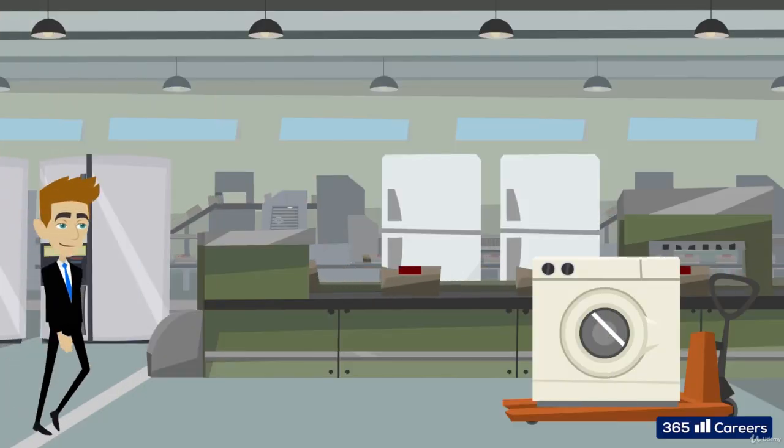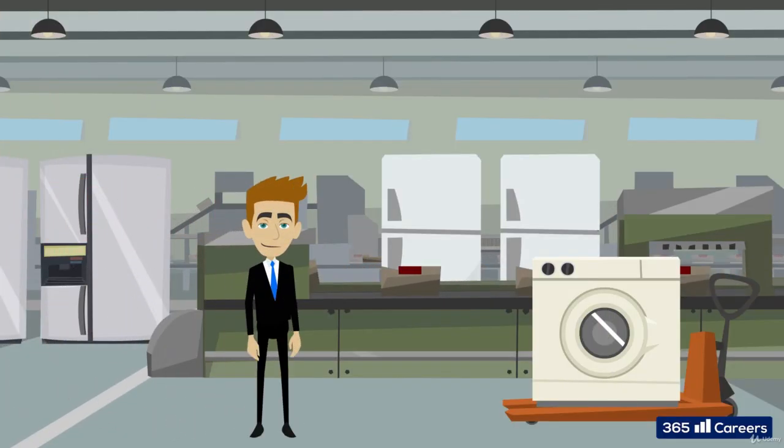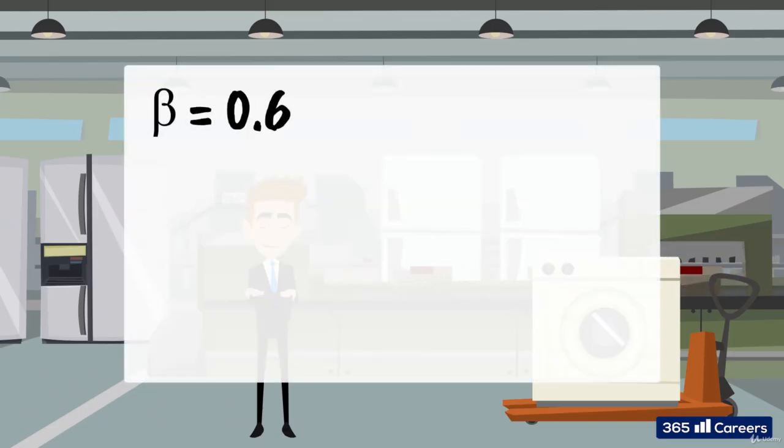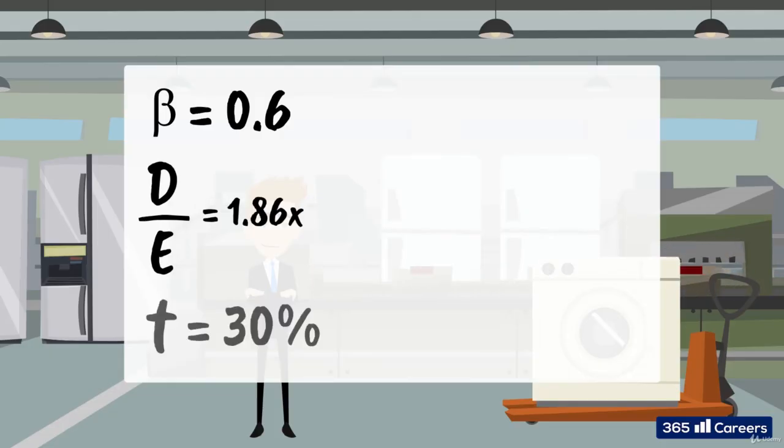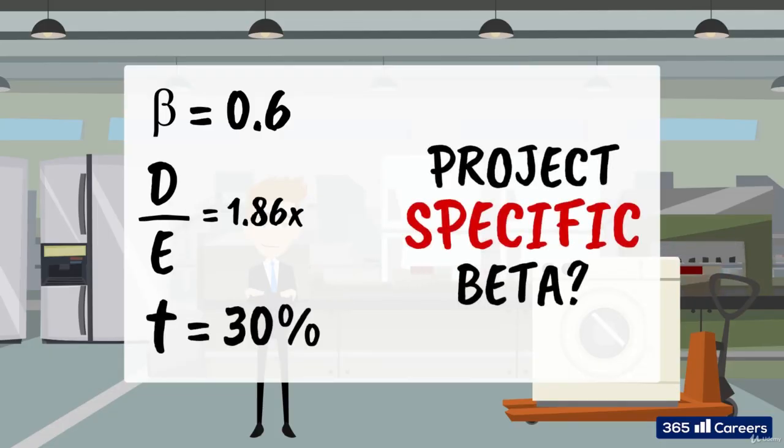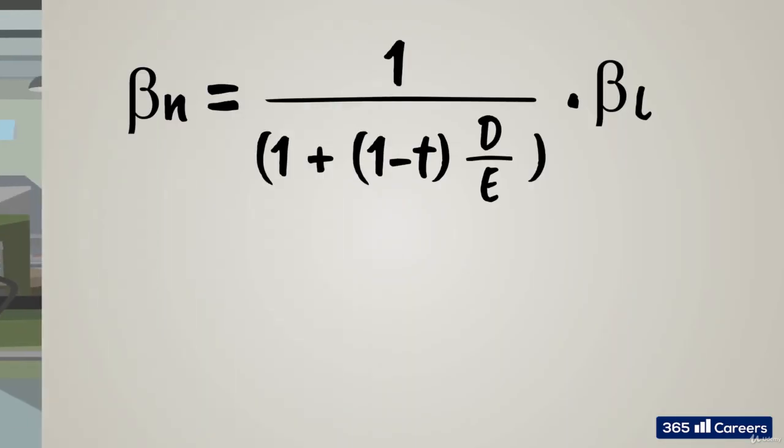A company called X operates exclusively in the appliances production business, has a beta of 0.6, 65% debt on its balance sheet, and a marginal tax rate of 30%. Okay? So, how do we do it? First, we must delever Company X's beta. This calculation will give a beta independent of the firm's capital structure.